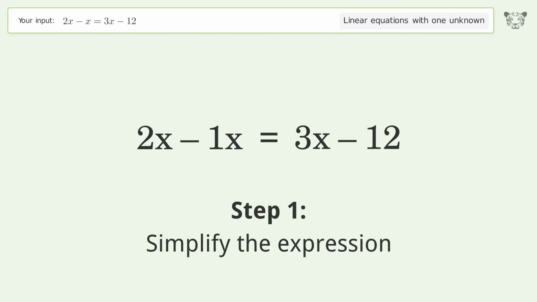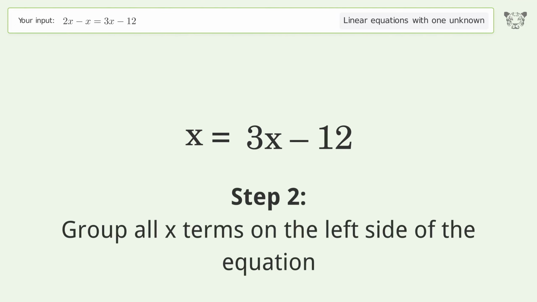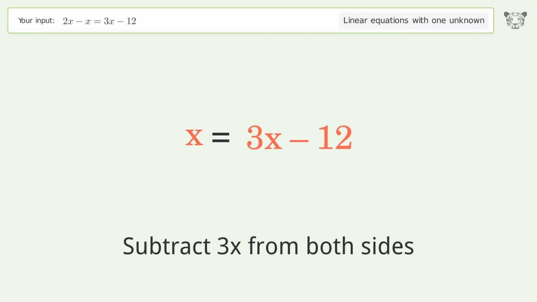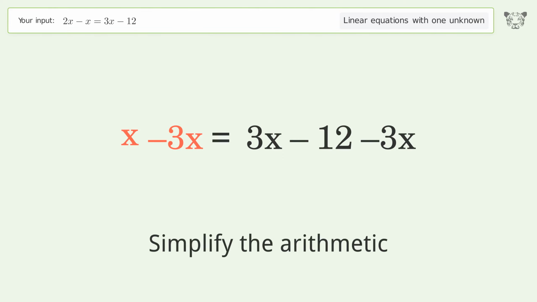Simplify the expression. Combine like terms. Group all x terms on the left side of the equation. Subtract 3x from both sides. Simplify the arithmetic.